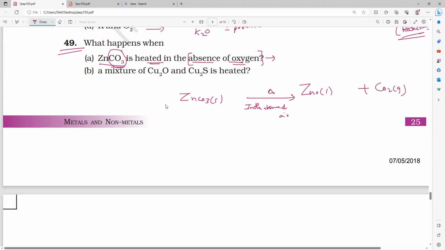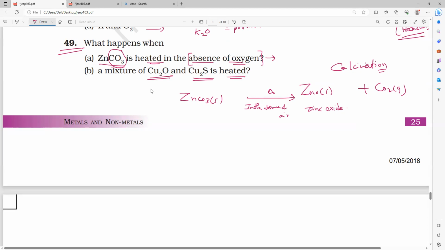So that's all. So this is zinc oxide. So what is the process name called as, everybody? This is calcination, in the absence of oxygen. Next, a mixture of Cu2O, copper oxide, and Cu2S is heated. What will happen? This is the first time, I think, you get it.